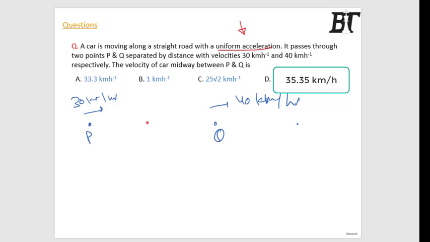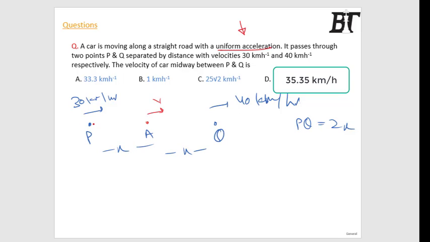Let this total distance PQ be 2x और P और Q के बीच में एक पॉइंट अपन ले लेते हैं A. Yes, तो ये PA का डिस्टेंस x रहेगा और AQ का भी डिस्टेंस x रहेगा. And also let the velocity at A be some v.